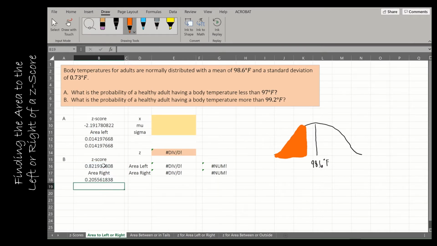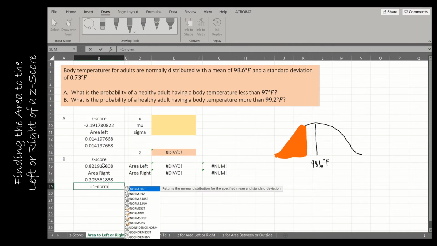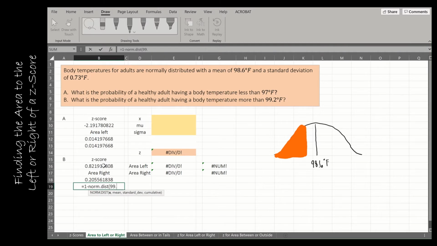Or, to make it easier, if I don't have to find the z-score, it's still 1 minus, and it's still norm.dist, but now x is going to be 99.2, the mean is 98.6, and the standard deviation is 0.73, but it's still cumulative. Notice I've gotten the same value each time, no matter whether I use the z-score or not.